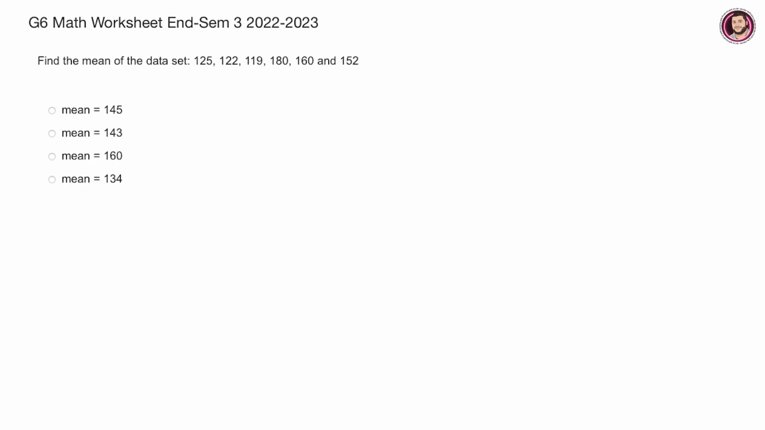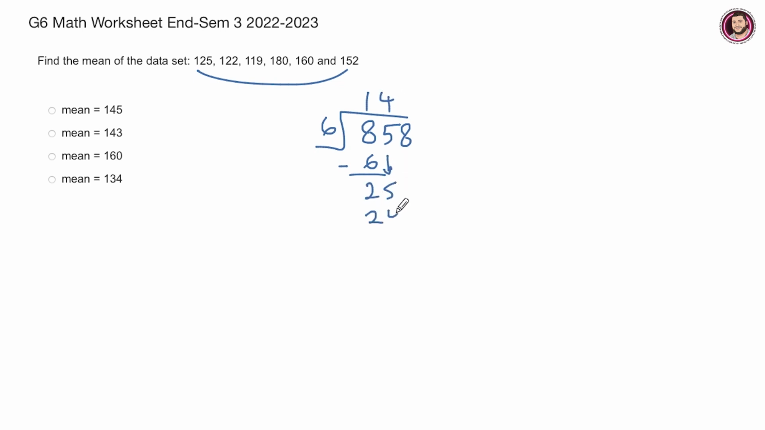Find the mean of the data set. In this case, you need to add all of these values and then divide by their number. We have 6 values, so add all 6 values, and we find the sum is 158. Now divide this by 6. So it has 1, 6, subtract 2, 5 down, 4, 24, subtract 1, 8 down, 3, 18. So the answer is 143.